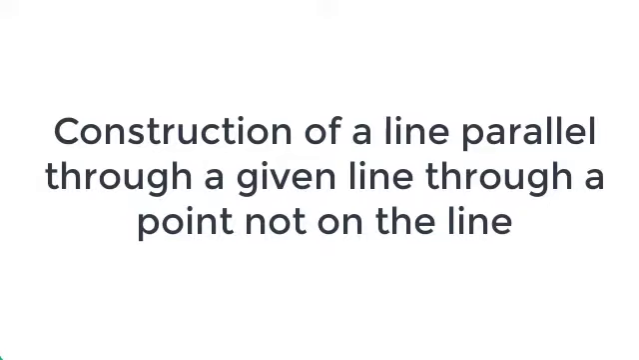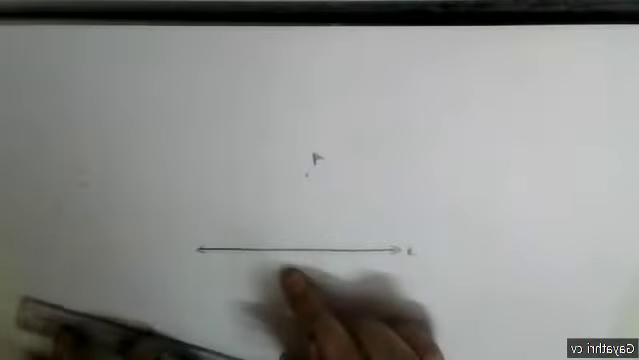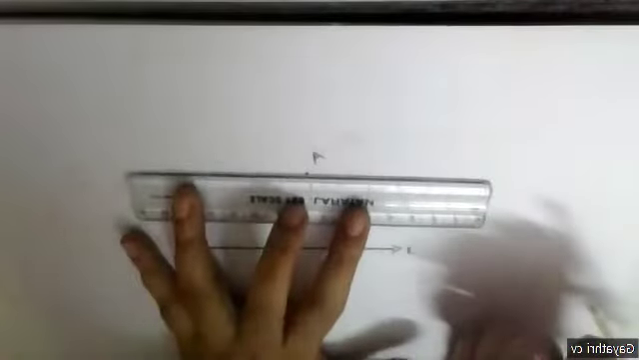To do this, first let's draw a line L. Let's take this line L. Now I am going to draw a parallel line to this line L through a point A, which is not on this line. So now we need to construct a parallel line through the point A to line L, and we are going to do this with the help of a ruler and a compass.